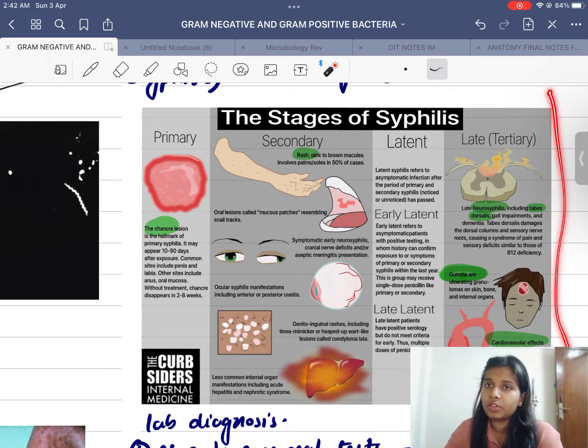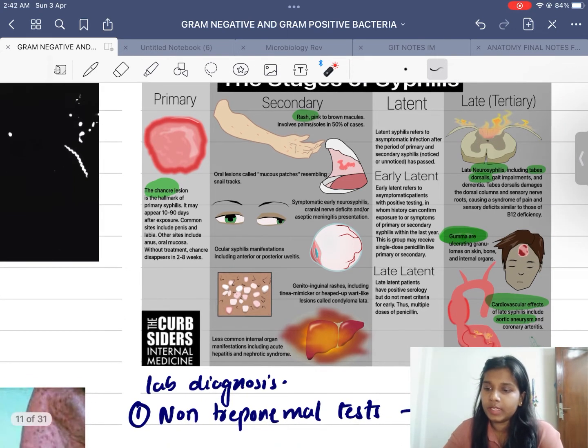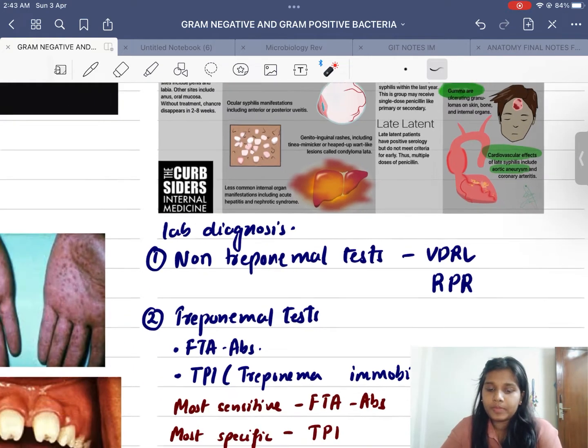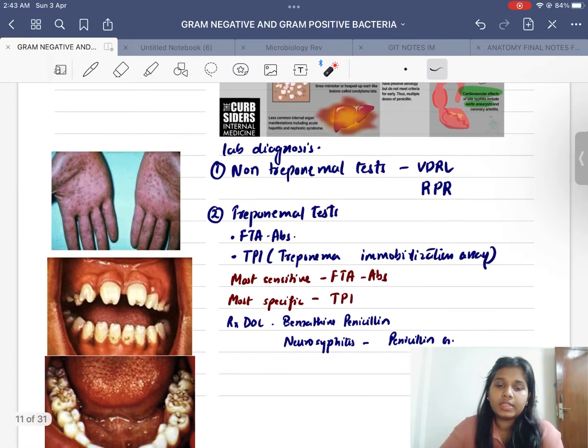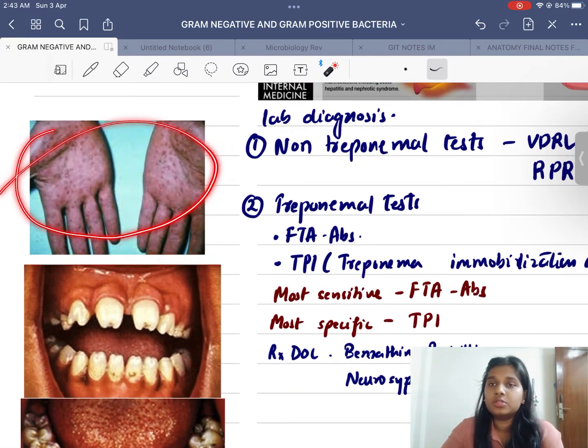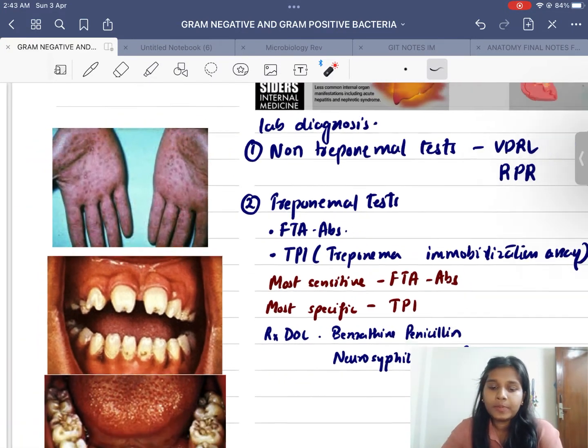This we have discussed a lot of times, so I hope you remember it now. Remember, gummas are for the late stage or tertiary stage. Cardiovascular involvement like aortic aneurysms, tertiary stage. Neurosyphilis, tertiary stage. Secondary stage has rashes, primary has chancre. Now, this is the rash which I was talking about, rash on the palms and soles seen in syphilis.